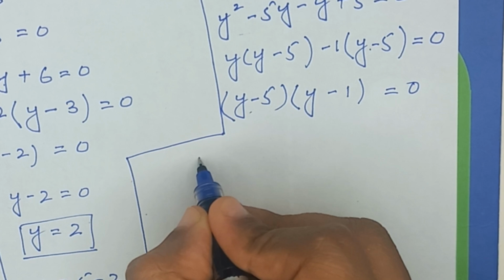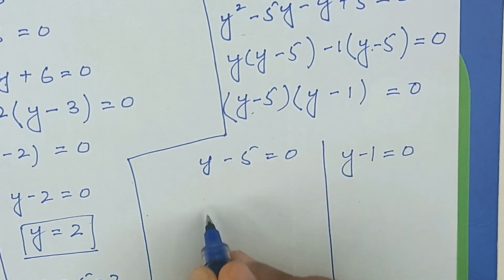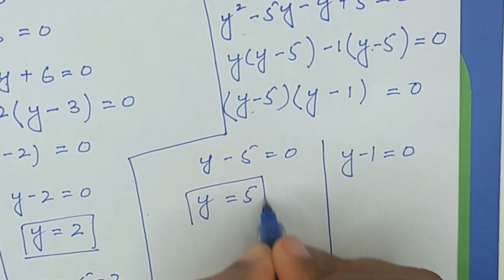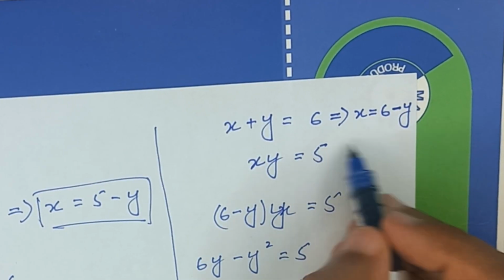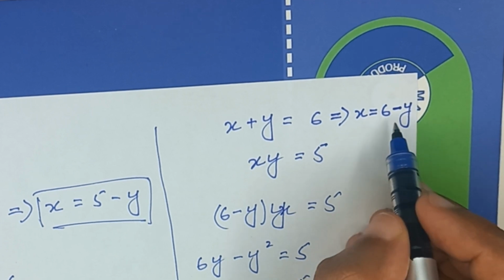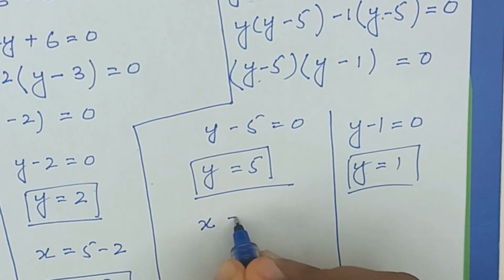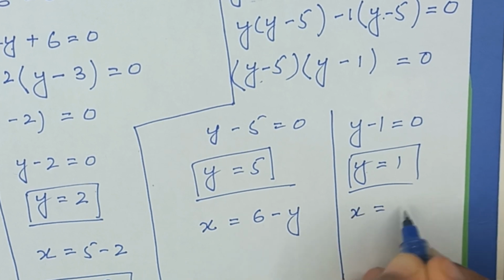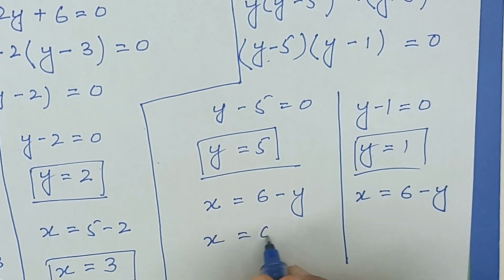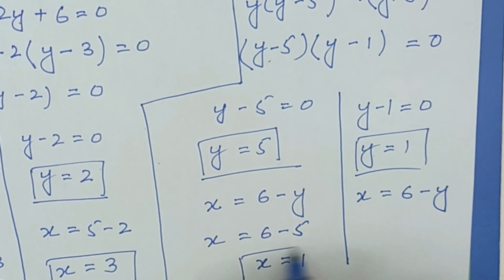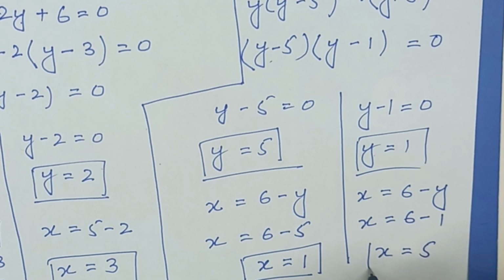Now here again we have two cases: y minus 5 is equal to 0 and y minus 1 is equal to 0. So from here the value of y is 5 and here we have the value of y is 1. But here we have x is equal to 6 minus y. So we will find the value of x from here by substituting the value of y. So x is equal to 6 minus y. When we substitute the value of y is 5 here, x will be equal to 6 minus 5, so x will be equal to 1. And here x is equal to 6 minus 1, so x will be equal to 5.